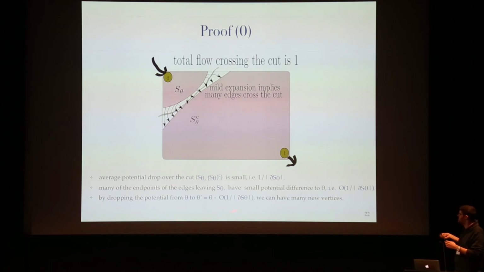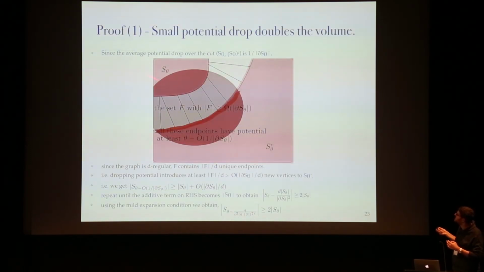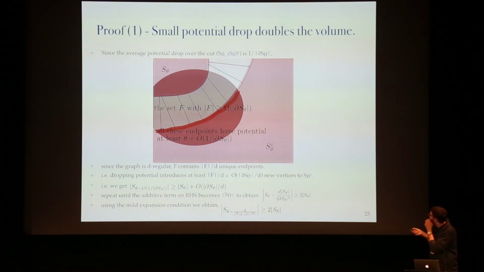If I just drop the potential by a little, I can introduce many new vertices. This is just the basic idea. Let's make this more formal. I have the set S theta, and I'm going to find the set F, which contains a significant chunk of the cut. All the endpoints of the set F which don't lie in the set S theta are going to have small potential difference with theta, because this is what I just assumed here. And I'm just going to extend the set S theta by those endpoints.